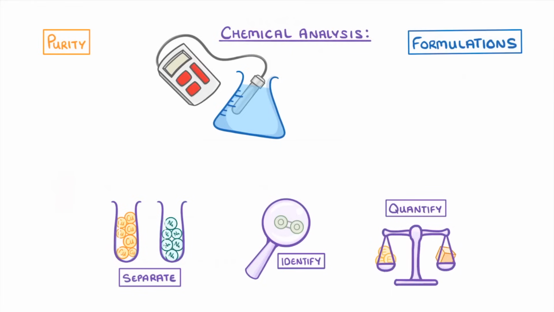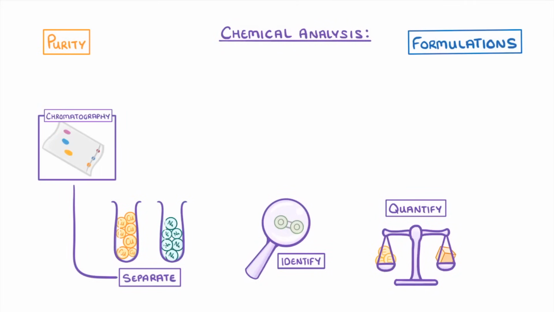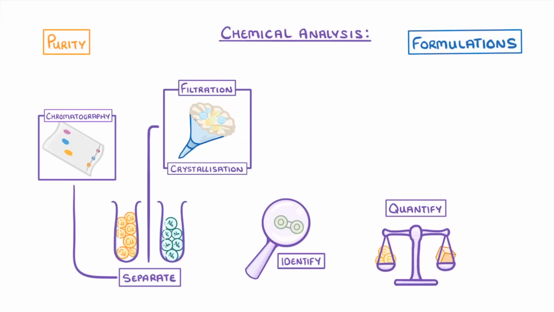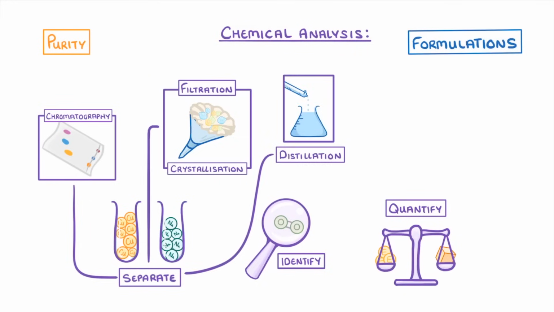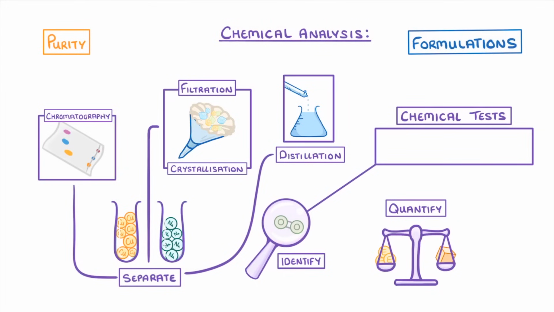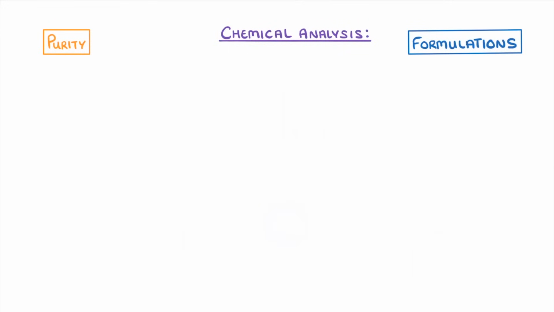And over the next few videos, we'll be taking a look at some examples of these, like paper chromatography for separating different pigments from a mixture, filtration and crystallization to isolate solids from liquids, and distillation to separate out different liquids. We'll also look at some chemical tests, including the ones to identify these four common gases. First though, we need to get used to some terminology.